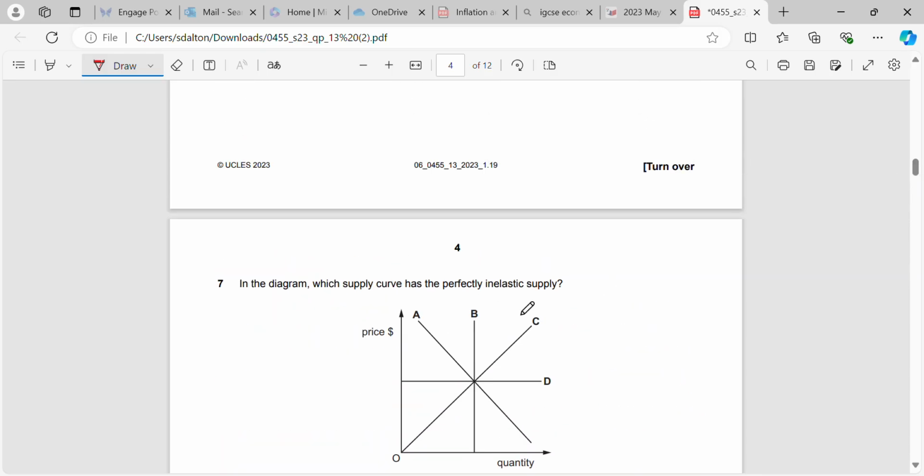Okay, this one's very simple. Which supply curve is perfectly inelastic? Perfectly inelastic, PES value will be 0.00. You can look at your PES slides in Unit 2. Perfectly inelastic is perfectly vertical, so that would be B. C would be unitary. D would be perfectly elastic. And A would be PED, because it's downward sloping, not upward sloping.